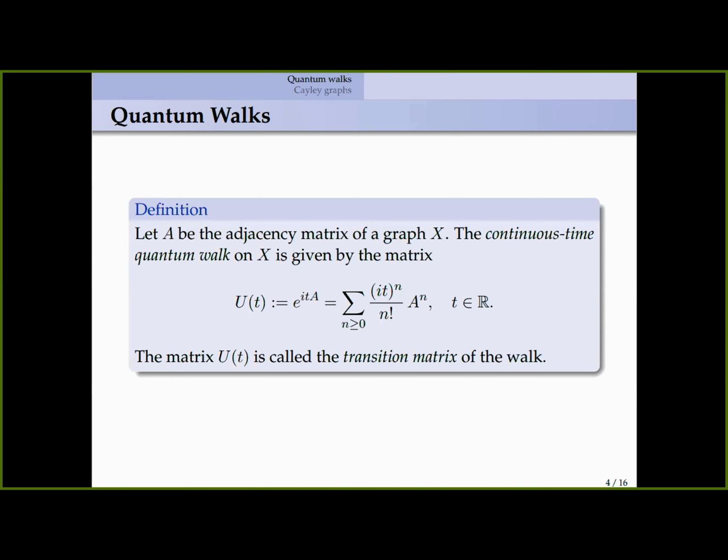The motivation for studying quantum walks comes from physics. If you want to know more about that, you can look at these two papers by Sougato Bose from 2003 and Matthias Christandl and others from 2005. I'm not going to go into any physics here, but that's where the motivation for quantum walks comes from.